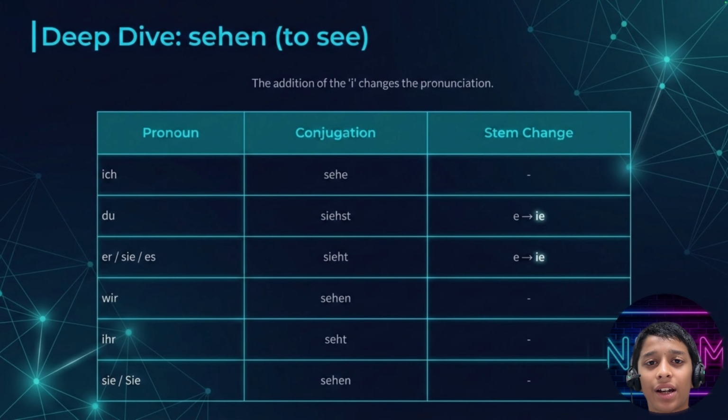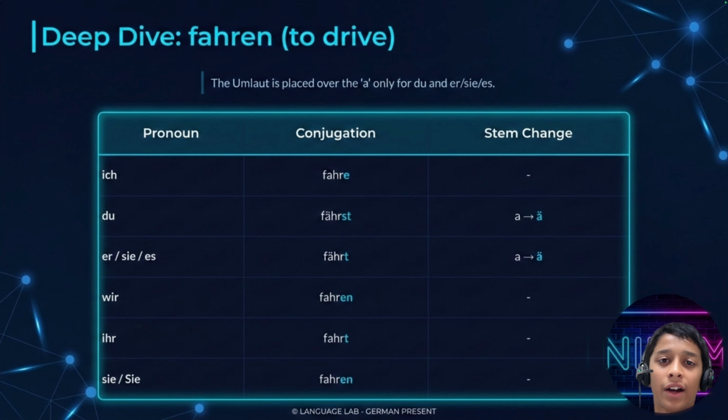As a learning strategy, write out the full conjugation of each strong verb that you encounter. The physical act of writing reinforces the pattern more effectively than passive reading. Fahren. Ich fahre, regular. Du fährst, which converts A into an umlaut A. Er fährt, it's the same thing.